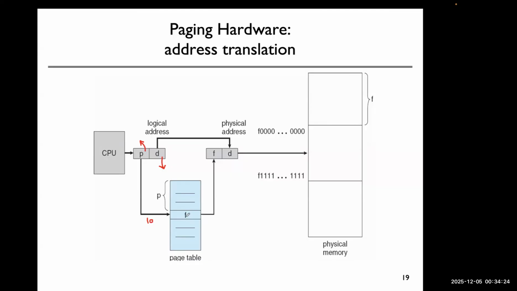And what will be the content of that entry? It will be a frame number, right? What is a frame number? Just like the page number identifies the page, the frame number identifies a frame in the physical memory, right? And then we combine the frame number with the offset bits coming from the logical address, and together the F bits and the D bits make the physical address, right?